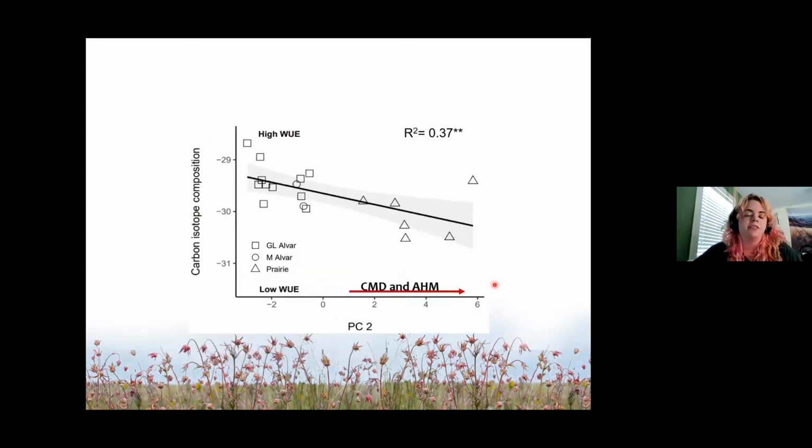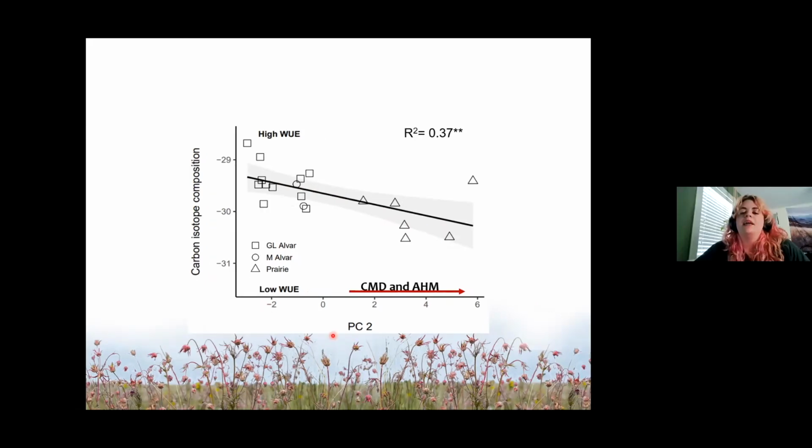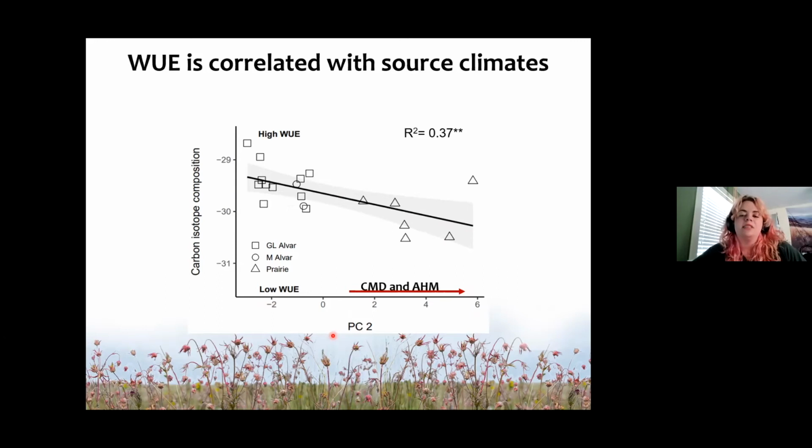So up first is water use efficiency. So on the x-axis, we have our principal component predicting our trait response. And along PC2, we see that larger values represent a greater climate moisture deficit and annual heat moisture index. And so large values are showing that there's less water available. And then over here, we have our shapes representing our populations, and their symbols represent the region that they're coming from. And so looking at the graph, we find that as conditions become drier, water use efficiency is lower. So we found that there was a relationship between climate and water use efficiency.